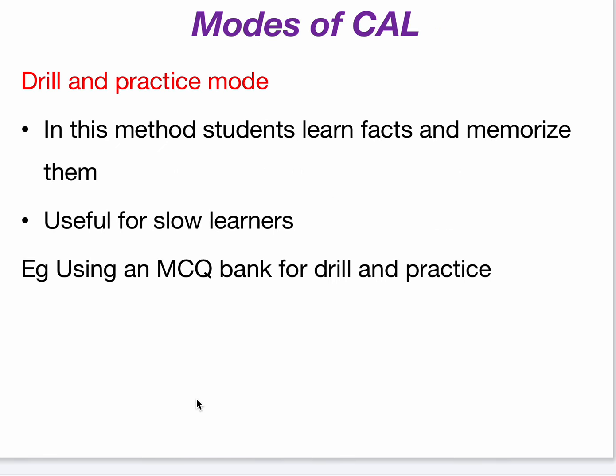Coming to the different modes of computer assisted learning. The first type is drill and practice mode. In this method, students learn facts and memorize them. It is useful for slow learners. For example, using an MCQ bank for the drill and practice method. So here basically you have small sets of knowledge which are to be practiced and memorized by the learners, like an MCQ bank.